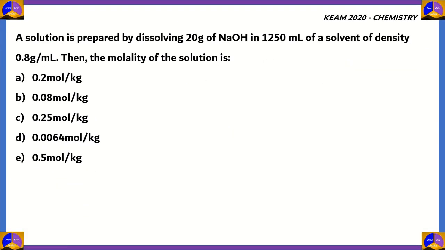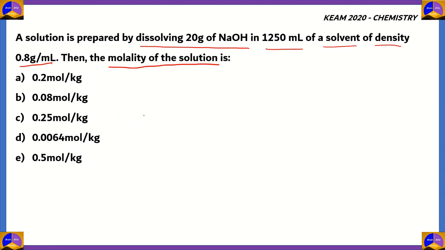Next question. A solution is prepared by dissolving 20 grams of NaOH in 1250 ml of a solvent of density 0.8 grams per milliliter. Then the molality of the solution is: 0.2 moles per kg, 0.08 moles per kg, 0.25 moles per kg, 0.0064 moles per kg, 0.5 moles per kg.